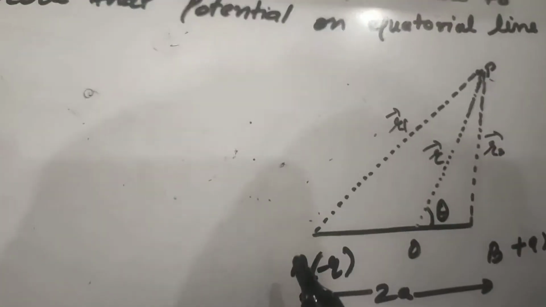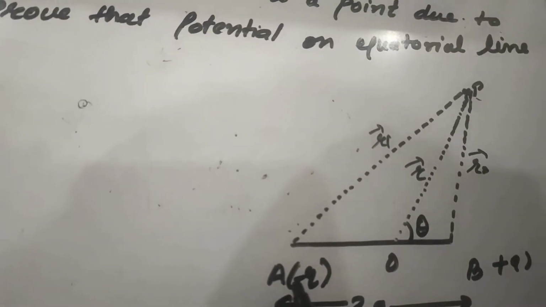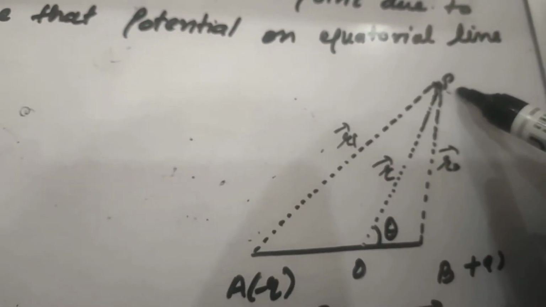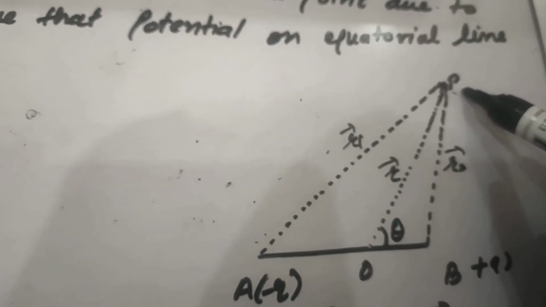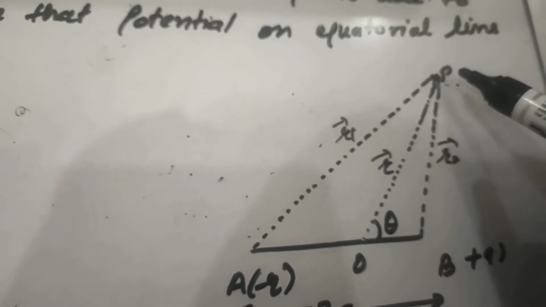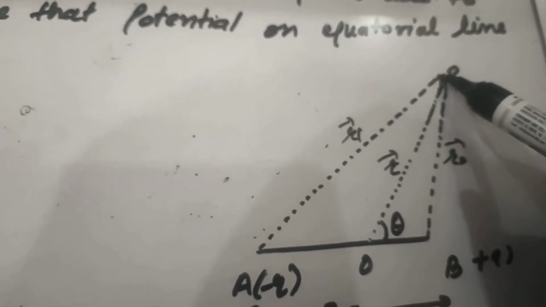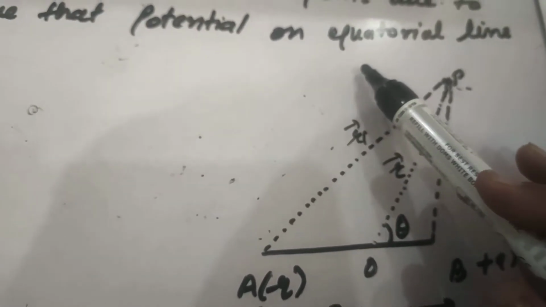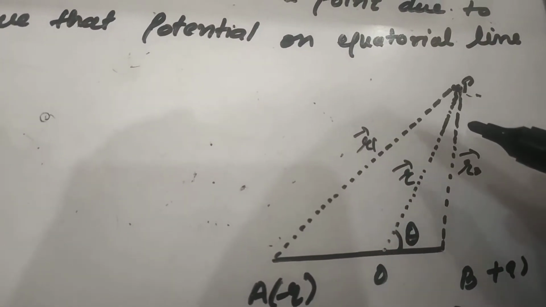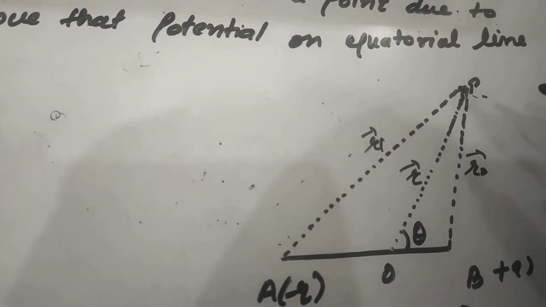Now let us consider a dipole AB having charge minus Q and plus Q, and at point P we have to find out the electric potential, right? And then we have to prove that if point P lies on the equatorial line of the dipole, that is, this theta becomes 90 degrees, in that case the expression for potential will be 0, right?